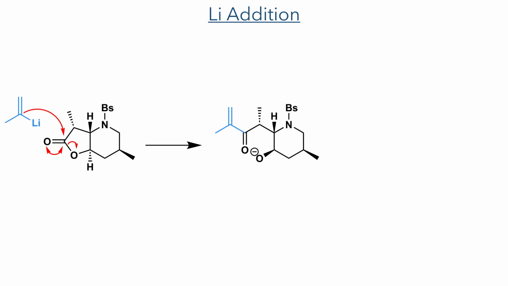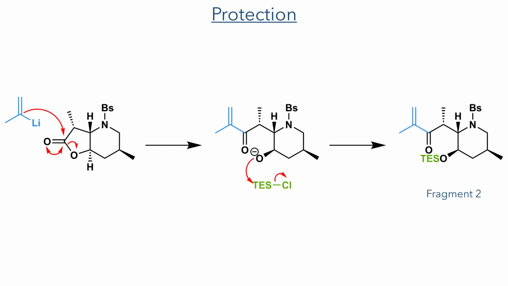With this in place, the compound was then reacted with 2-lithiopropene, which adds to the ester and eliminates the alkoxide byproduct, breaking open the lactone ring. This alkoxide was then reacted with TES chloride to generate the silylated product and complete the synthesis of Fragment 2. With this complete, they then moved into the endgame of the synthesis.